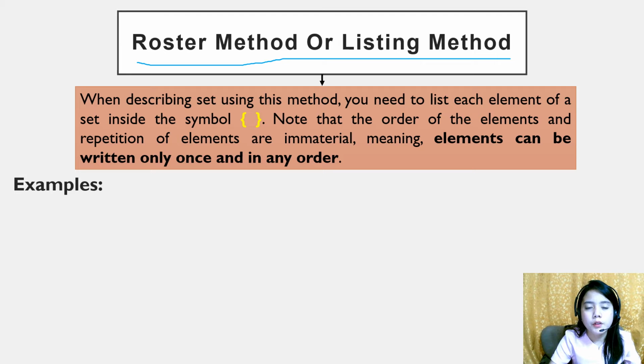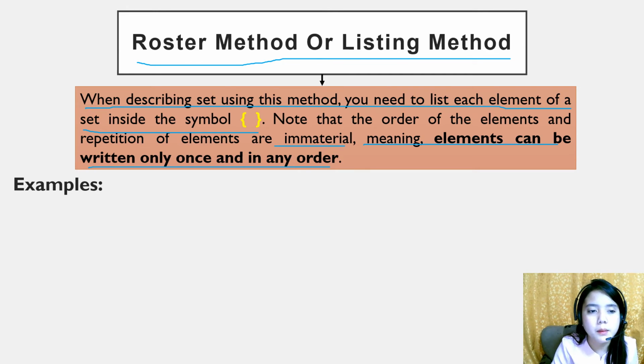Okay, next, let's have the roster method or the listing method. Okay, everybody read it with me. When describing set using this method, you need to list each element of a set inside the symbol, this one. Okay, note that the order of the elements and repetition of elements are immaterial, meaning elements can be written only once and in any order. Okay, I will explain that one further.